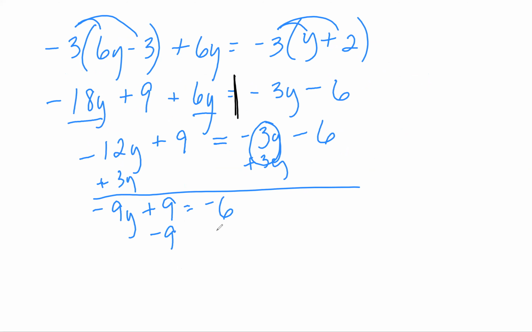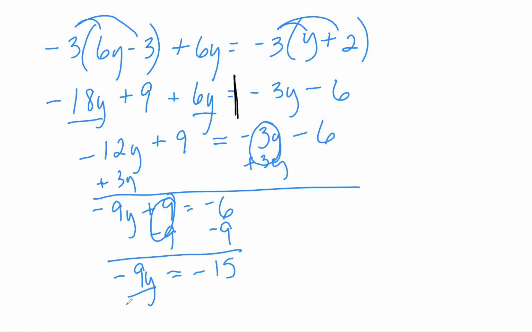Do the opposite of adding 9, which is to subtract 9 on both sides. Always do the opposite of subtraction and addition first. This 9y stays there. That's 0. This is negative 15. Then I do the opposite of multiplication and division.